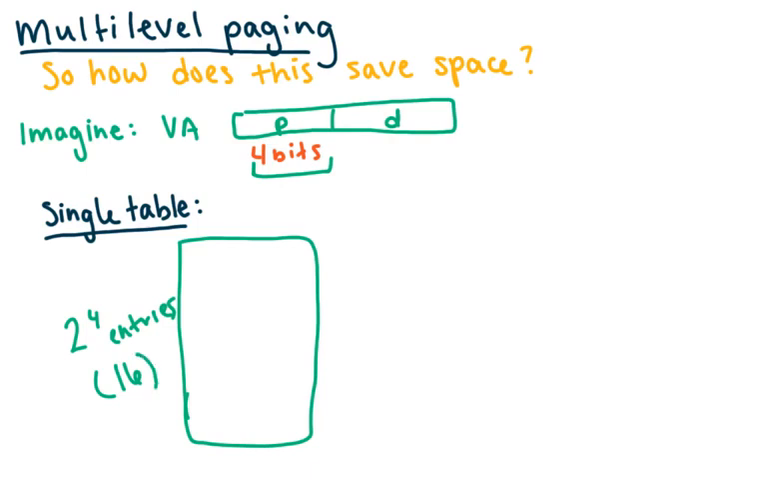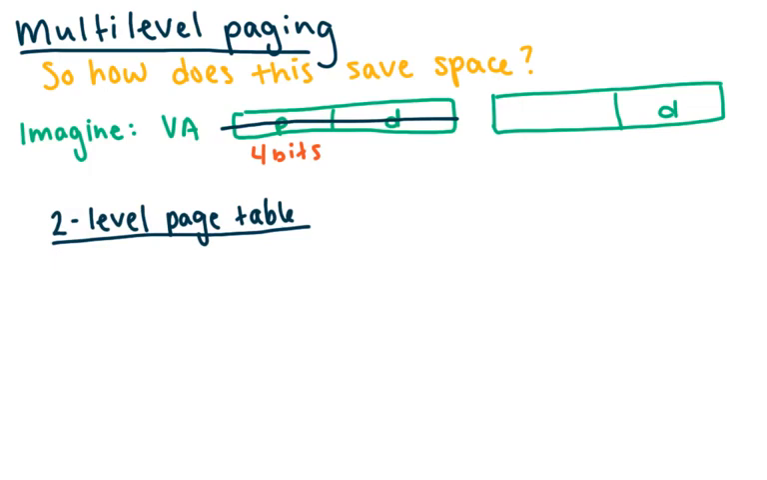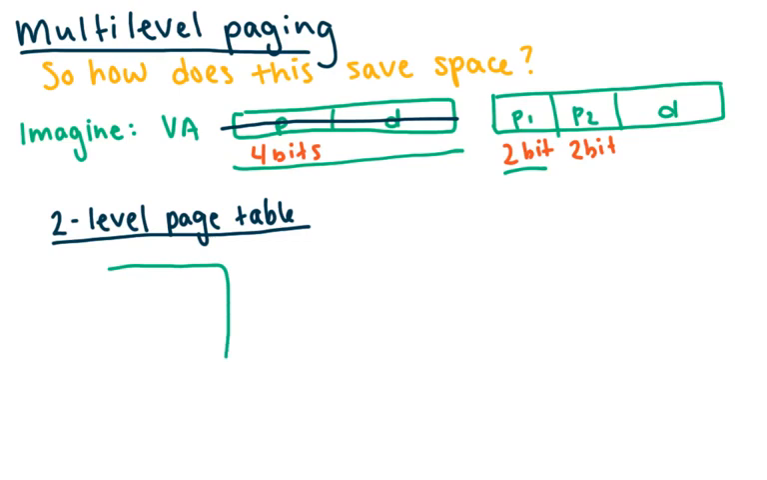Okay. So now if we move to a 2-level page table, we're no longer going to have this address. We're going to split our address into a P1 and a P2. It's still going to be the same number of bits, so we have to split our bits. We'll say this is 2 bits, and this is 2 bits. Since P1 only has 2 bits, in that first page table, which we're going to call the outer page table, we can only have 2 to the 2 entries, or 4 entries.